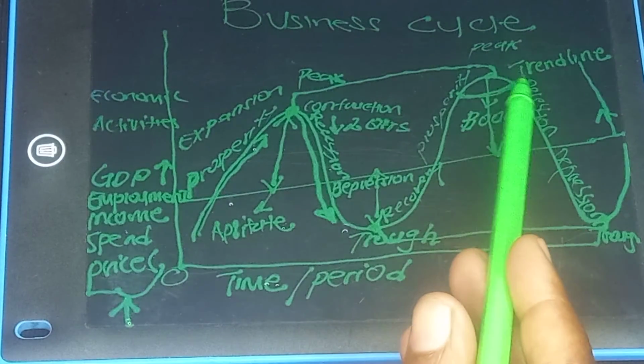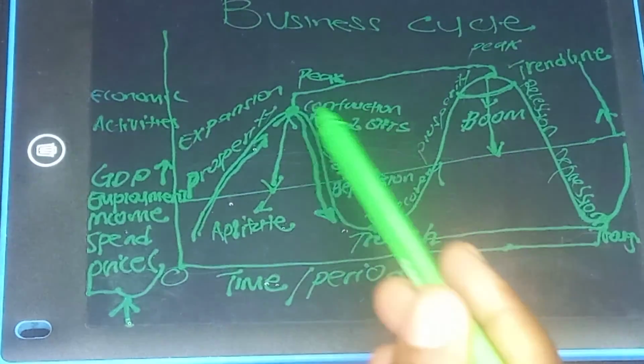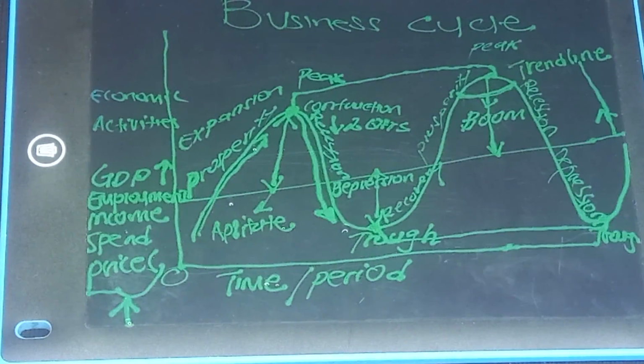That's how we see the amplitude. Measuring, we measure it from peak to peak, trough to trough. We want to see the full length of a business cycle like this. Thank you.